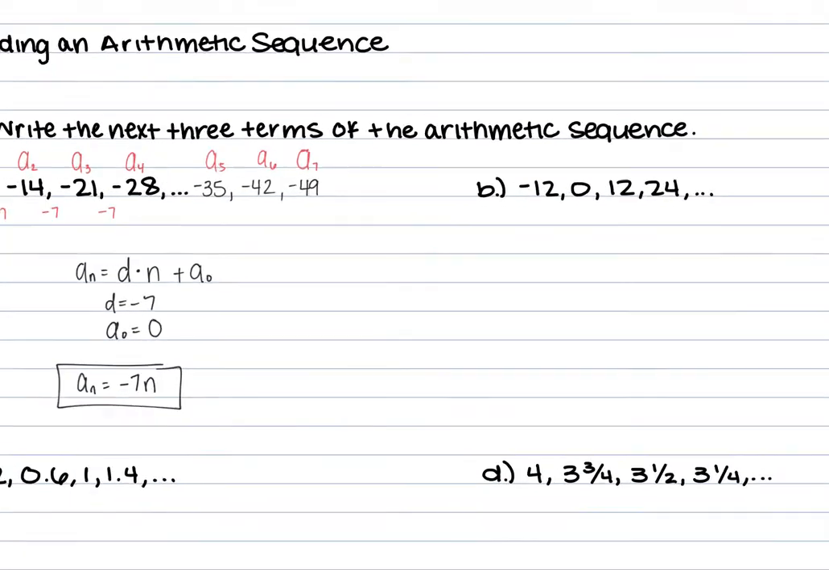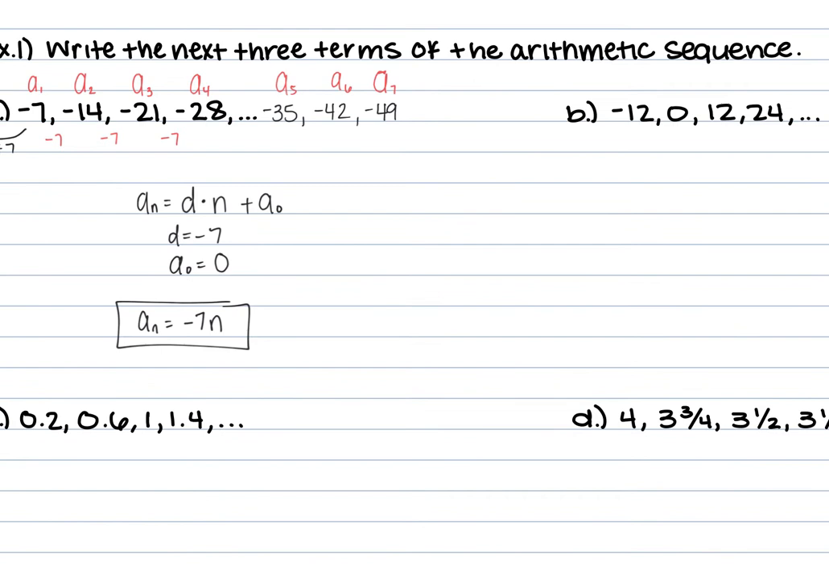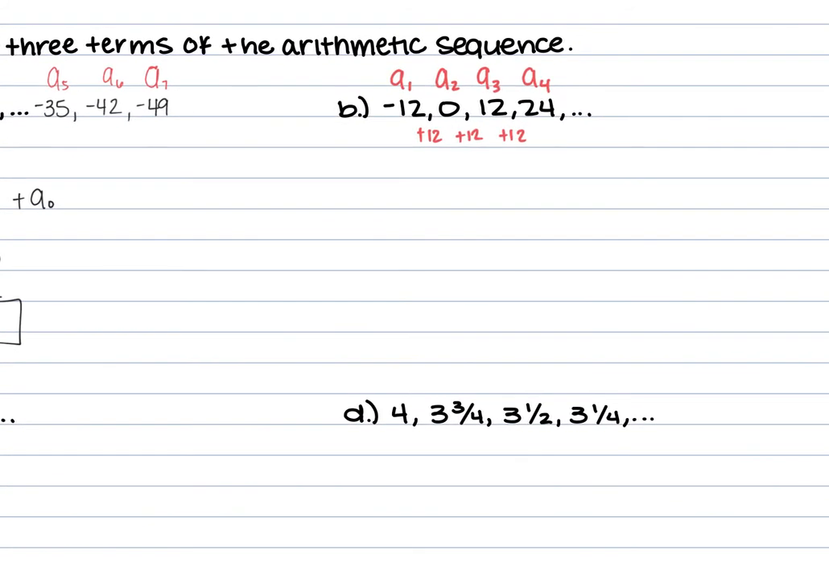B. Does anyone notice the pattern here? Gabby, you see it? Yeah, it's plus 12. So put plus 12, plus 12, plus 12, and then label your terms. What's the first one? A sub 1. Second one? A sub 2, A sub 3, A sub 4. So what we're finding are the next three. So it's going to be A5, A6, and A7.